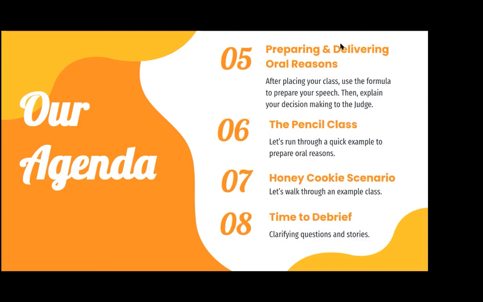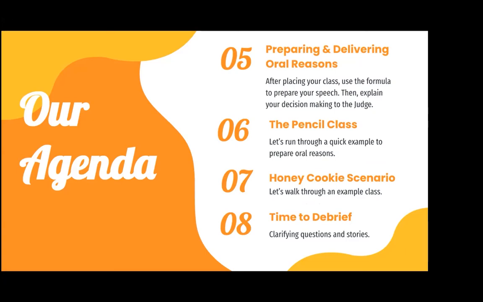And after that, we will talk about preparing and delivering oral reasons. This is probably the most important part of consumer decision making. Once you have decided your placings, you need to explain why you placed them the way you did. This section will help you to organize your thoughts and deliver them to the reason marker.